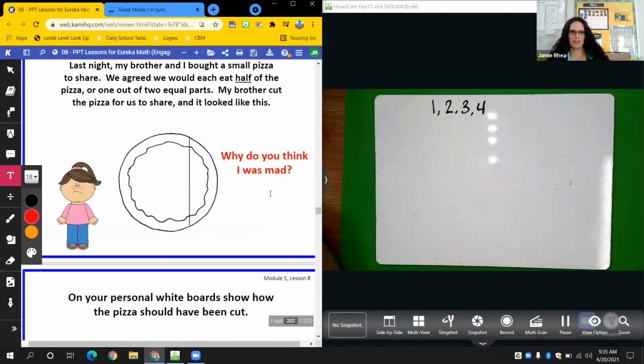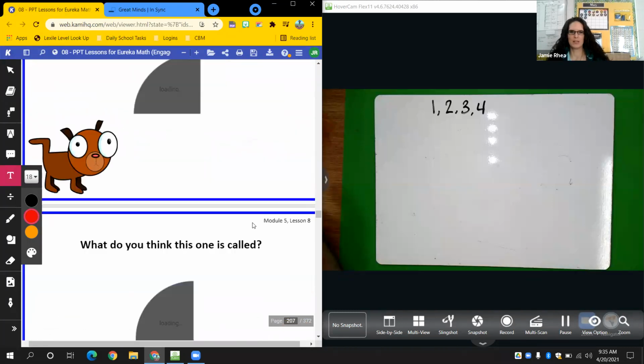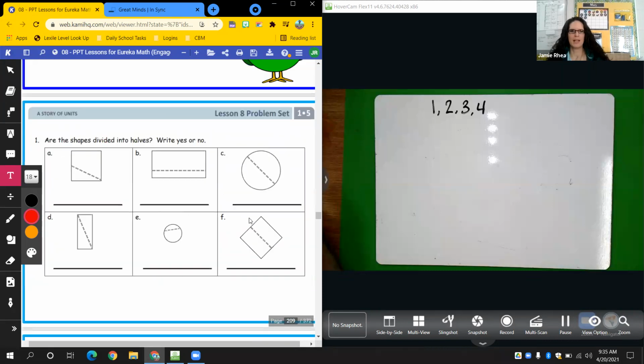All right, go to our problem set. Oh, I have it ready. Let's go down. There we go. We are doing 1, 2, 3, and 4. Number 1 says, are the shapes divided into halves? Write yes or no. You are going to look at A, B, C, D, E, and F.